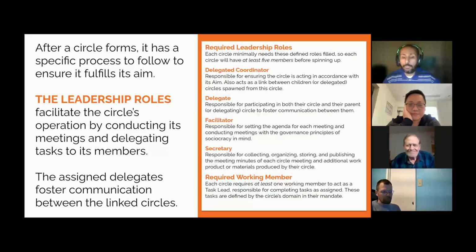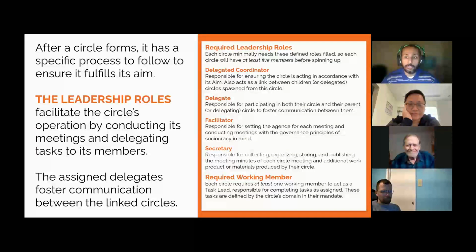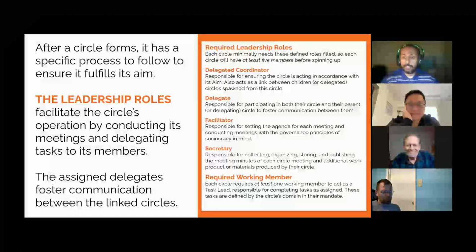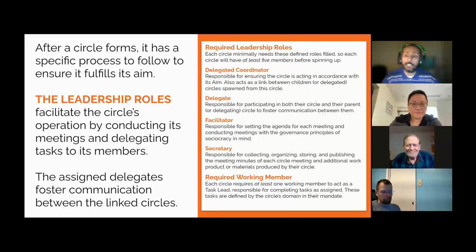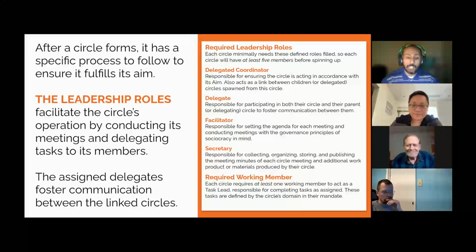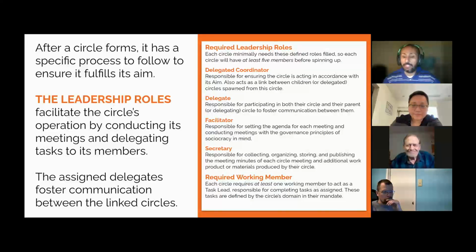And then finally, we have a required working member, because all these other four roles are going to be incredibly busy just running the meetings and the actual circle activities, so you need a worker bee, so to speak. So we have one dedicated worker. Each circle requires at least one of the working members to act as a task lead responsible for completing the tasks that are actually assigned. These tasks are defined by the circle's domain and their mandate.